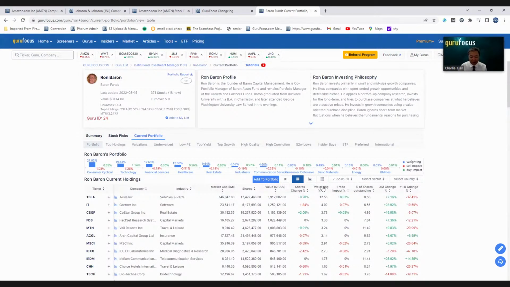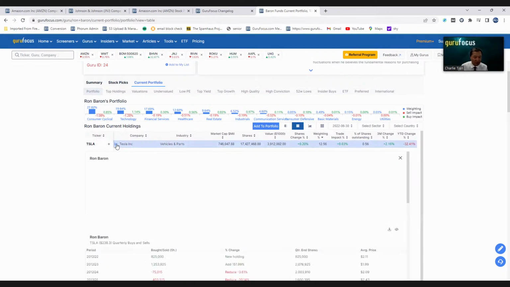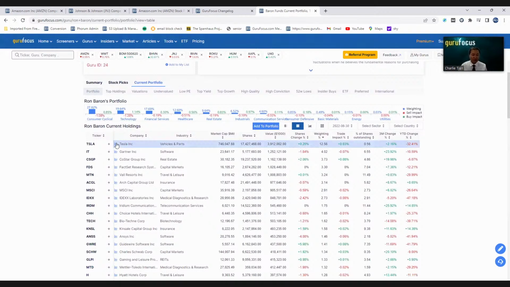Now if I click on weighting, it shows his largest holdings. As said, it's Tesla. You can add that to your own portfolio. You can look at the history of how much he owned Tesla over time. He bought a lot in 2014, 2015, and then he reduced in 2020. Still, it's his largest holding by far. And Tesla's price, of course, went up a lot. We know that Ron Baron did really well in 2020, and 2021 wasn't very good. This year, I don't think he has been doing very well.